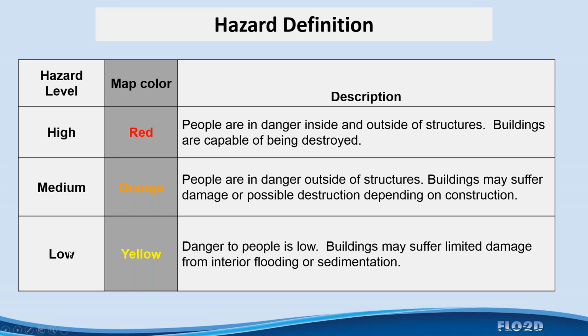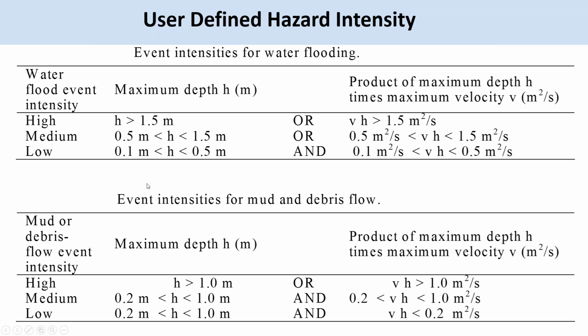And then in the low hazard case, people can generally walk around in it. The danger to people is low. It's shallow flooding, but the shallow flooding gets inside the buildings, and they have damage due to mud stains and interior flooding.